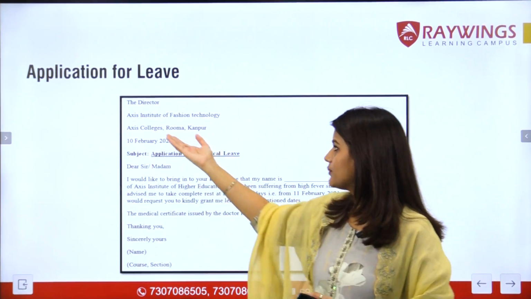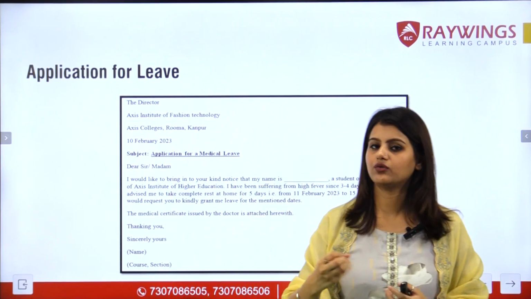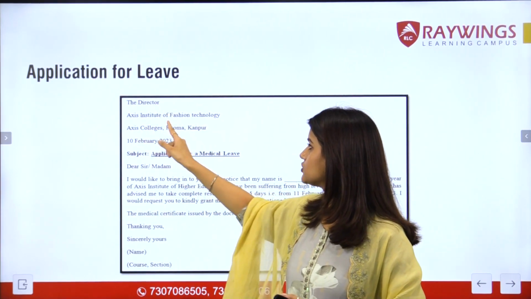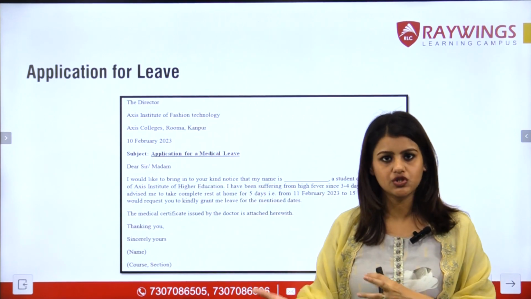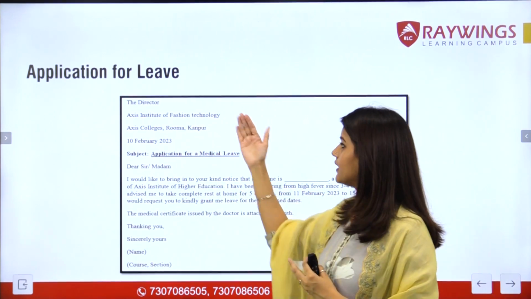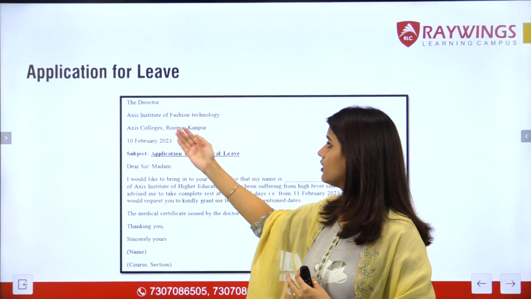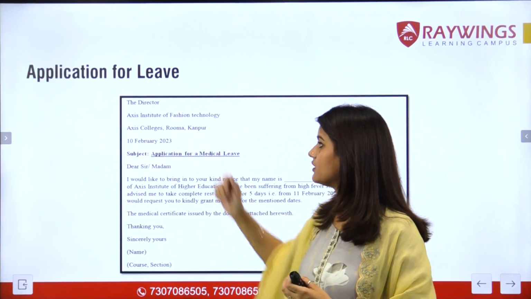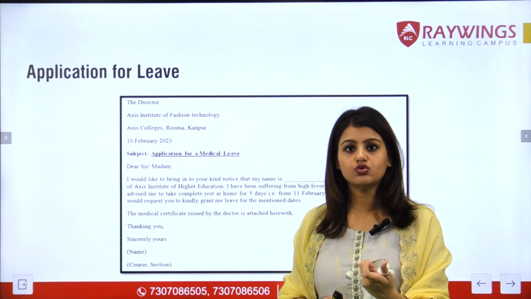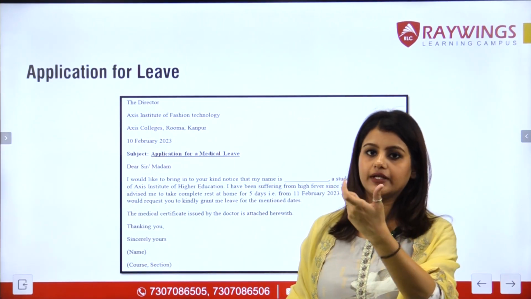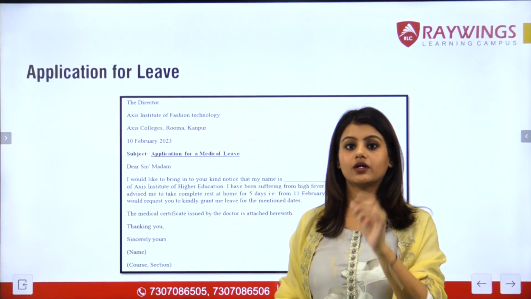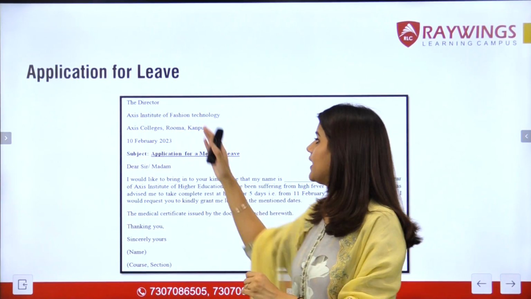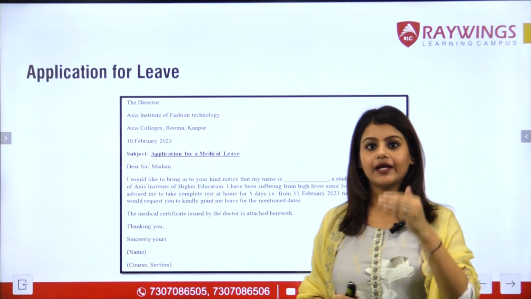So for example, here a student will write to the director to apply for a leave. Next line, Access Institute of Fashion Technology, whatever the college name is, you will write that. Under that, you will write down the address. I have written both the options here. Whatever suits you, you will prefer that, right? For the director, comma, under that, you will write the college name along with the city in the same line. After that, leave one line and you will write the date.